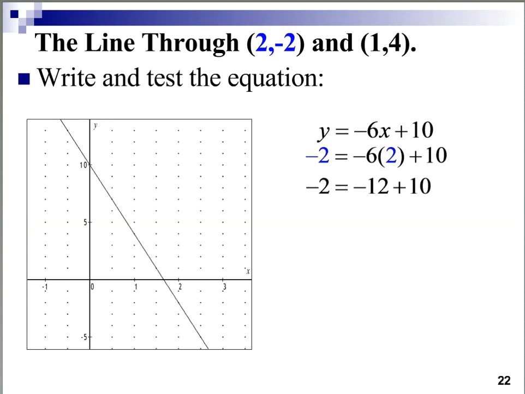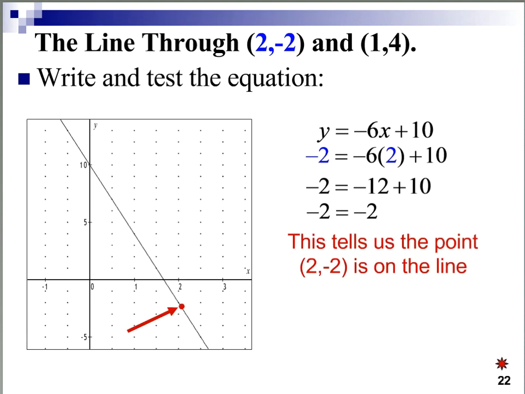When we do some simplification on the right, we get negative 12 plus 10, and then further simplifying gives me negative 2. Now, this is a true statement. Negative 2 is certainly equal to negative 2, and when we get a true statement in a situation like this for this test, it confirms that that point, 2, negative 2, actually does exist on that line. And so literally what we're demonstrating here is that this point here, 2, comma negative 2, is on the line and satisfies the equation y equals negative 6x plus 10.